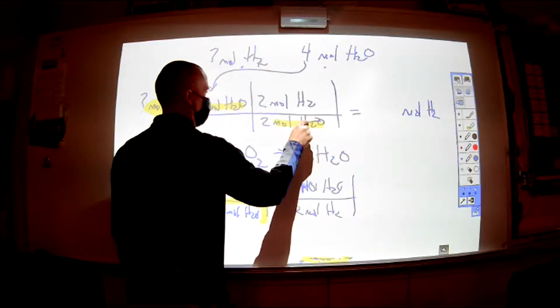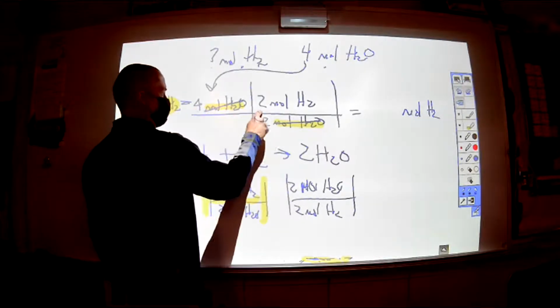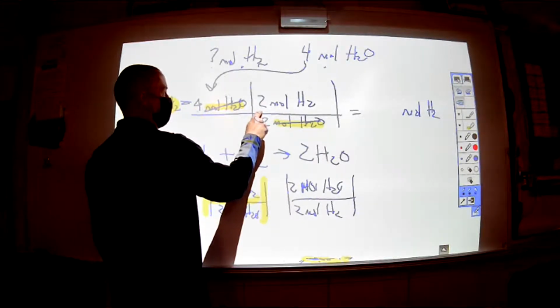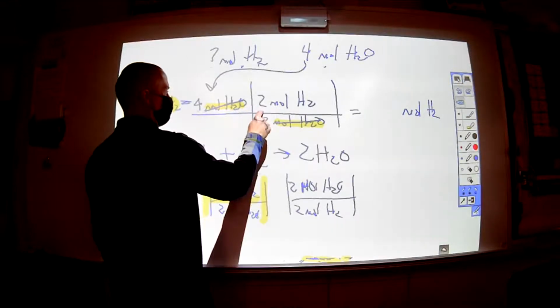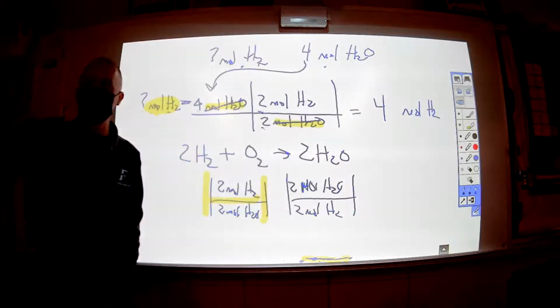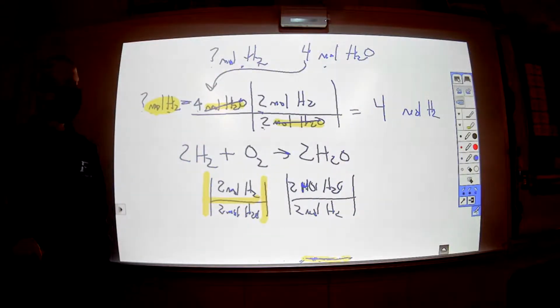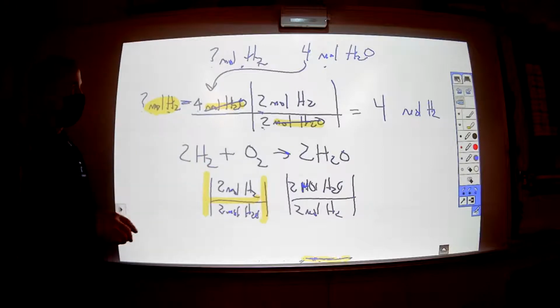This unit cancels with this unit. We're left with the unit we want. So we have 4 times 2, yes? 4 times 2 divided by 2 is what? 4 times 2 is 8. Divided by 2 is 4. What was the question? Yes. So we were thinking it was going to be 8 when we set the problem up.